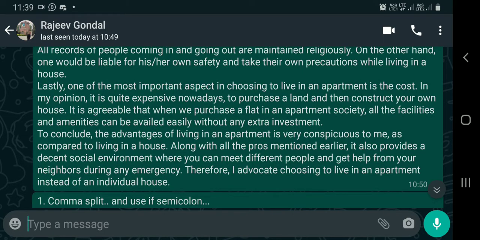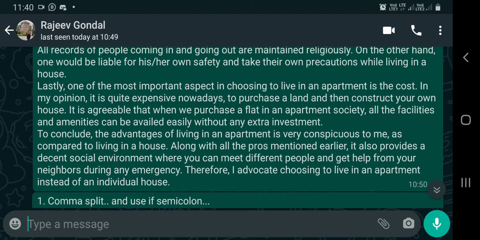To conclude, the advantage of living in an apartment is very conspicuous to me as compared. Don't use the word "conspicuous" and such. In conclusion, make it very direct. To conclude, the advantages of living in an apartment outweigh those of living in a house. The advantages of an apartment outweigh those of a house. And don't talk about anything additional which you have not mentioned in the body. Try to put it in the body itself.